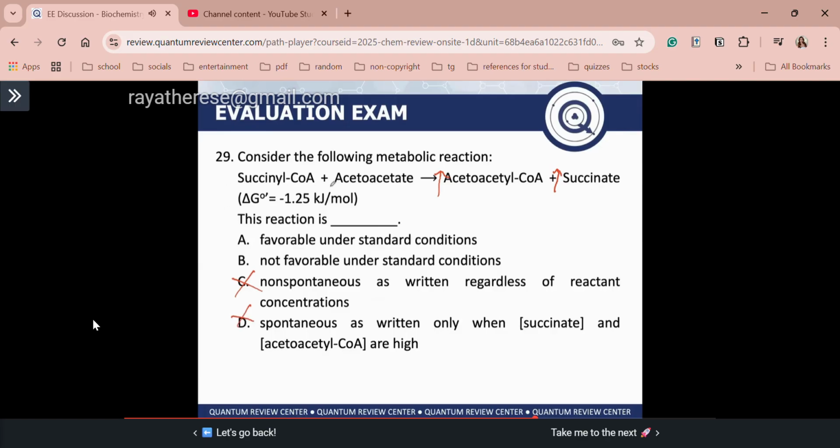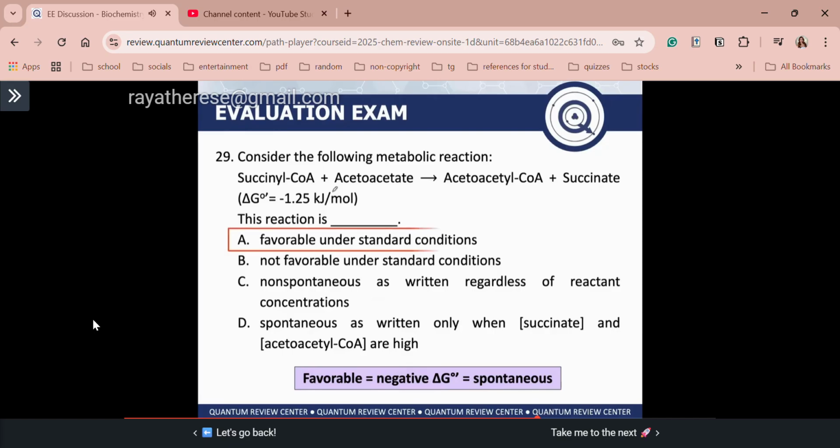Non-spontaneous po ang reaction na to if the concentration of acetoacetyl-CoA and succinate is high. Again, when we say favorable, your reaction has a negative Gibbs free energy change or standard Gibbs free energy change and hence spontaneous. All right, class, I hope you got the correct answer. Class, this item is actually easy, but because of the lengthy choices, some of you might get confused or tricked, particularly sa letter D. Some of you might answer letter D because siya yung pinakamahaba sa choices. Class, for these types of questions, just use your standard Gibbs free energy change. Kapag negative, meaning spontaneous, hence favorable. So synonymous lang po talaga siya.